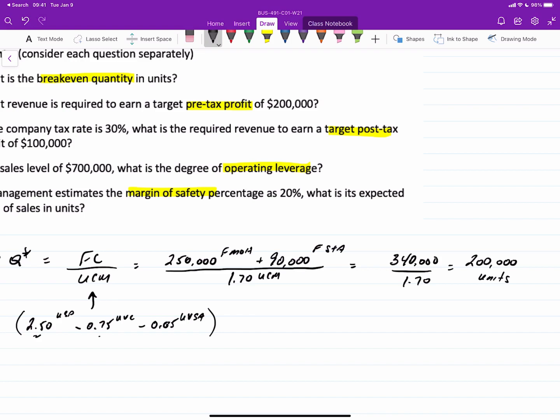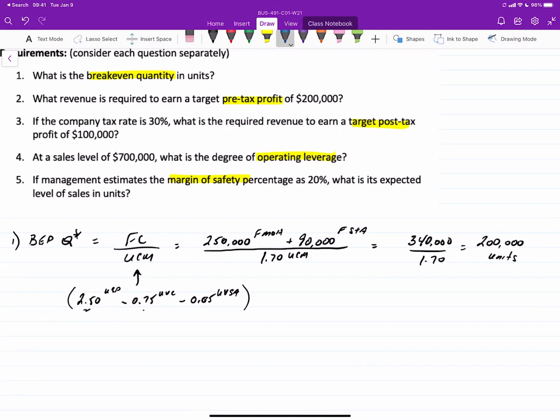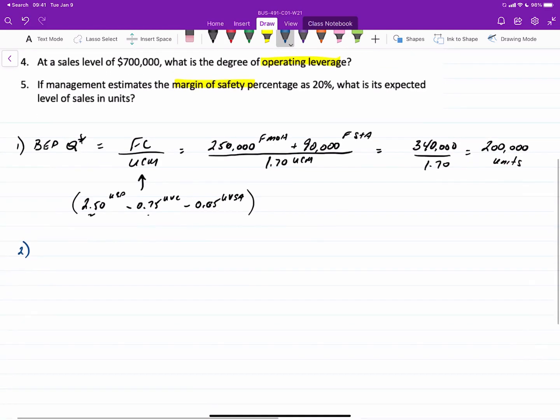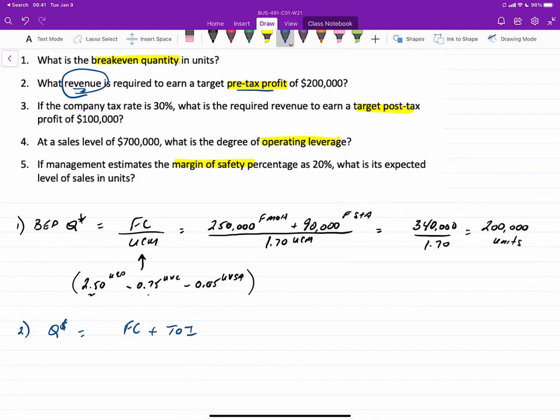If you're not sure, always plug it back into the equation to make sure that you end up with a profit of 0. Okay, next we'll look at the second requirement, which is how much revenue do we need to earn for a pre-tax profit? For number 2, we want revenue. So we're going to determine the desired revenue, Q dollars, to be the fixed cost plus what I call a target operating income, right? So this pre-tax profit of $200,000 is actually the desired target operating income.